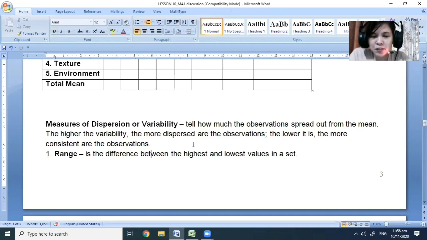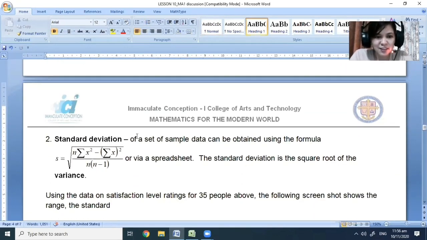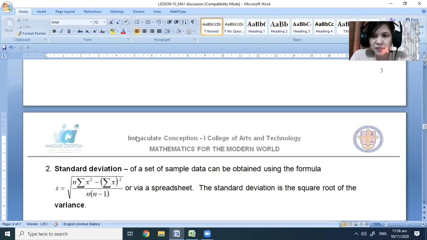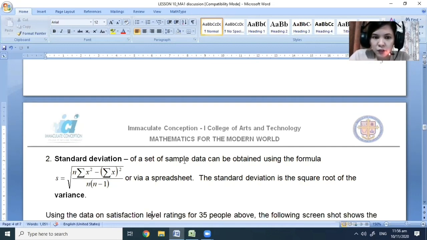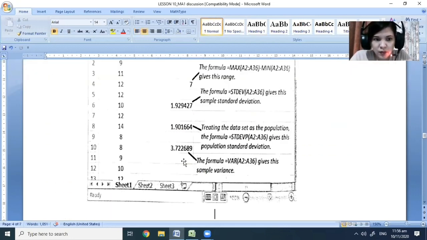So we have three common measures of dispersion: the range, the standard deviation, and the variance itself. The range is just the difference between the highest and the lowest values in a set. So agwat ng mataas sa mababa. That is already in frequency distribution. Then the standard deviation tells how close or scattered the data are from the mean. So here is our formula. And to compute for the variance, we will just square the answer in standard deviation.